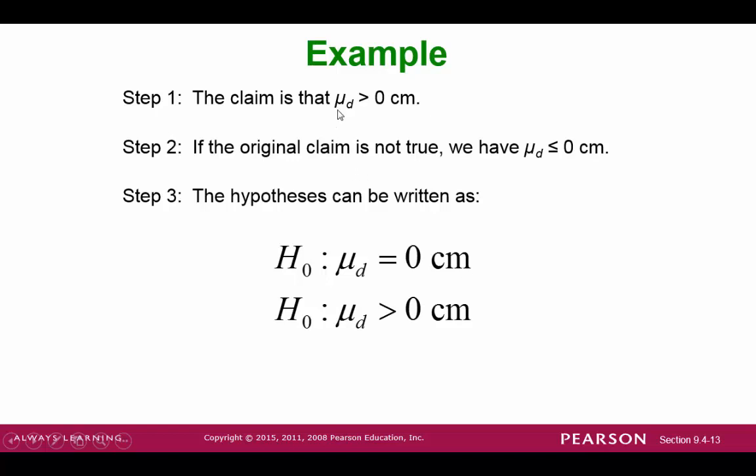And so that's what the original claim turns out to be. Now, if the original claim is not true, then mu is less than or equal to 0, and this is where we get our condition of equality. And so the condition of equality becomes an equal sign for the null hypothesis, which means our claim is the alternative hypothesis. And this looks like it might be a typo.